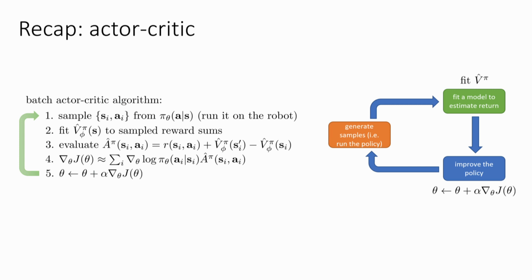Okay, and fitting the actor-critic algorithm into our typical anatomy of a reinforcement learning algorithm, the orange box corresponds to step 1, the green box corresponds to step 2, so that's where we fit the value function, and the blue box corresponds to actually applying that gradient.